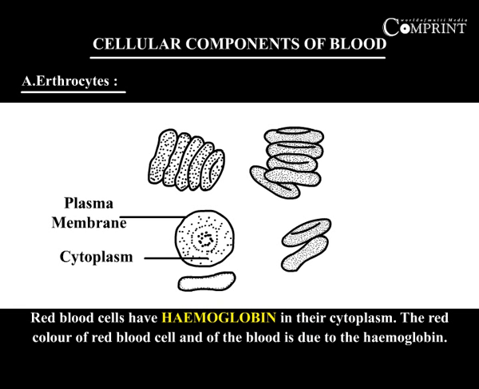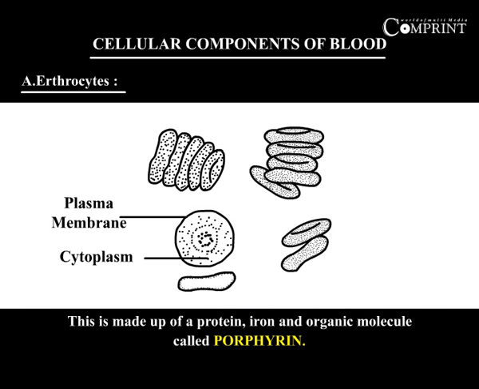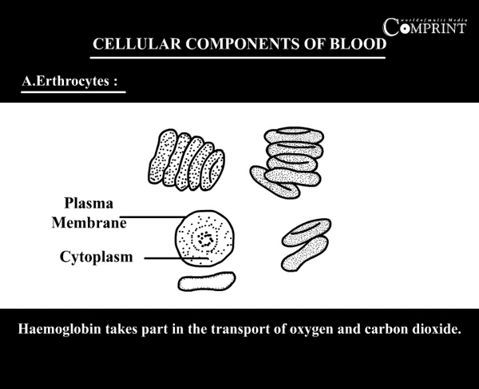Red blood cells have hemoglobin in their cytoplasm. The red color of the red blood cell and of the blood is due to the hemoglobin. This is made up of protein, iron, and an organic molecule called porphyrin. Hemoglobin takes part in the transport of oxygen and carbon dioxide.